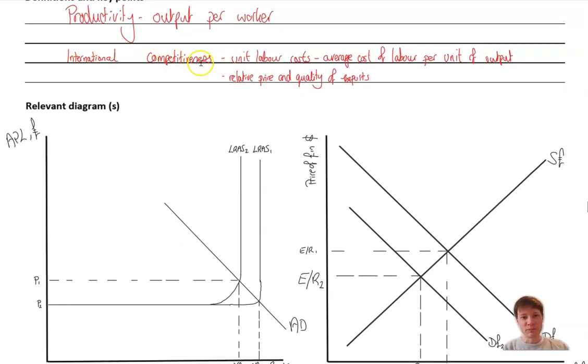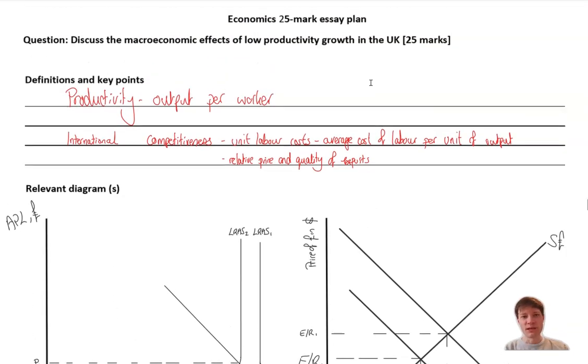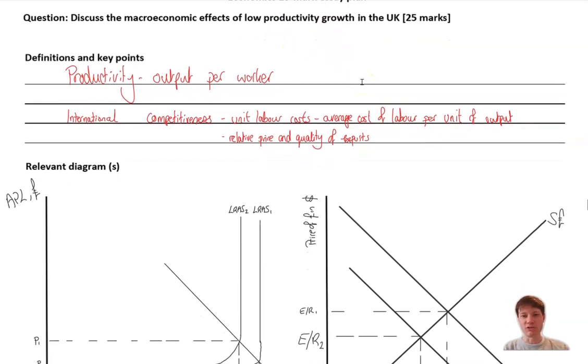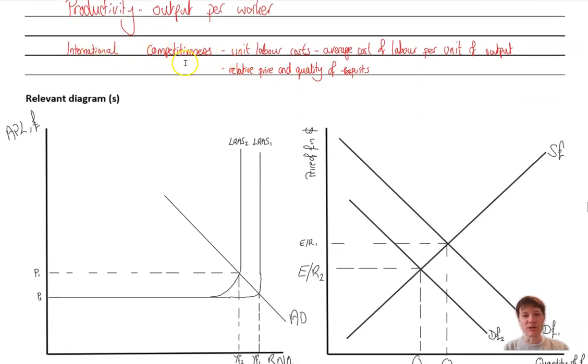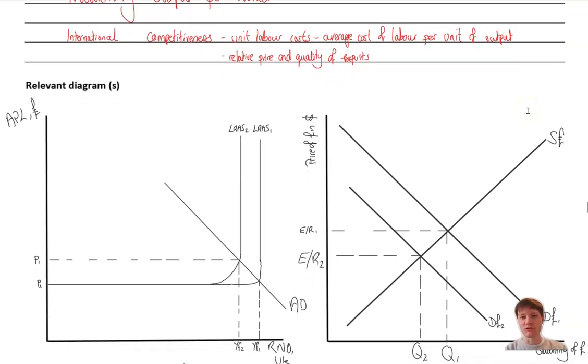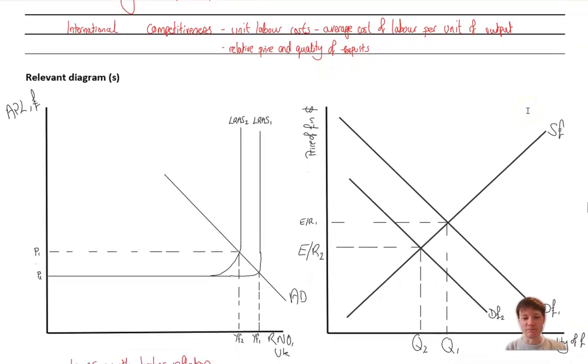International competitiveness refers to the relative price and quality of a country's exports relative to other countries. So the important thing here is relative. And I suppose the question might have low relative productivity growth. We've got to compare the productivity growth in the UK to other countries for it to be useful. And international competitiveness relates to unit labour costs, or the average cost of labour per unit of output. Important pieces of knowledge for you to know in order to be able to start this essay off.